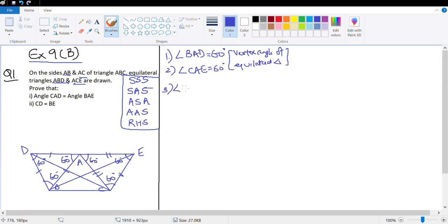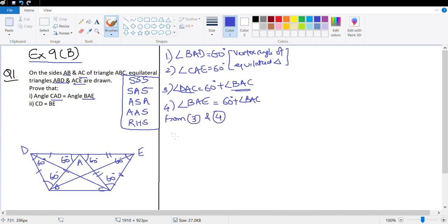Number 3, angle DAC is equal to 60 degree plus angle BAC. Always a good habit to write angle in 3 letters. So this is it. Number 4, angle BAE, which is the other angle. So we've done CAD, which is here, and angle BAE, which is what I'm doing here, is also equal to 60 degree plus angle BAC. From 3 and 4, we notice that angle DAC is equal to angle BAE. This is what they wanted us to prove. So part 1 is done, right? So hence proved.